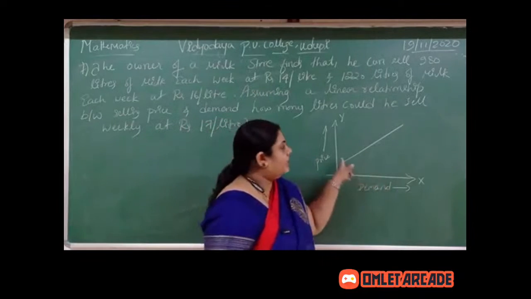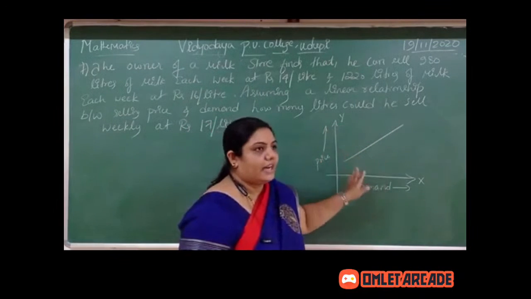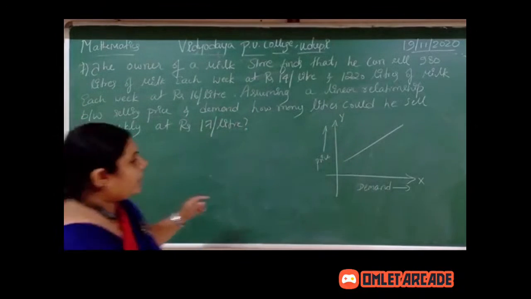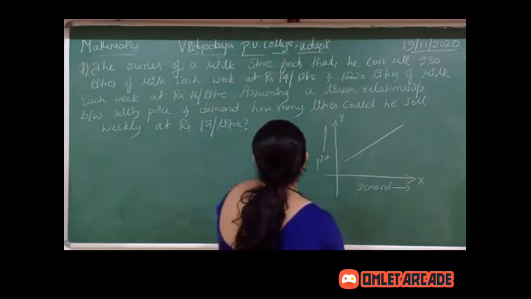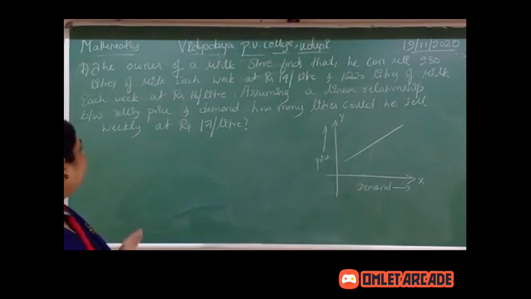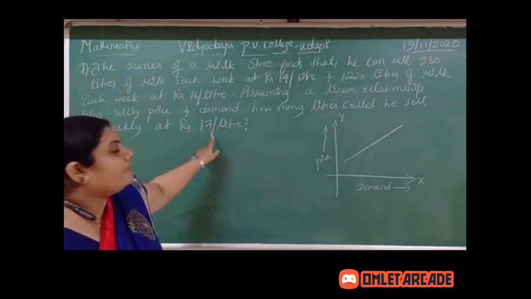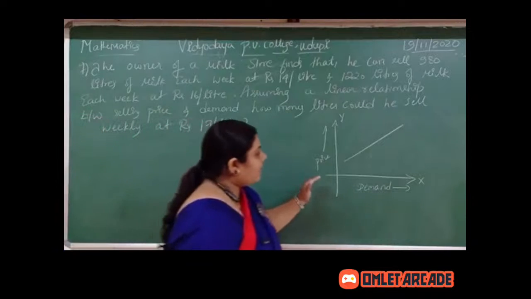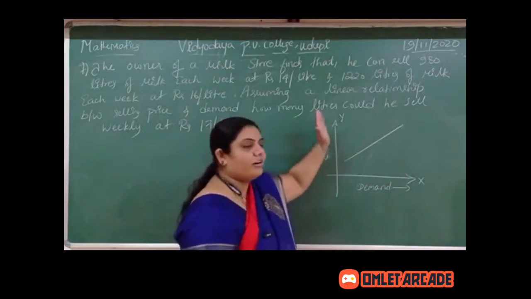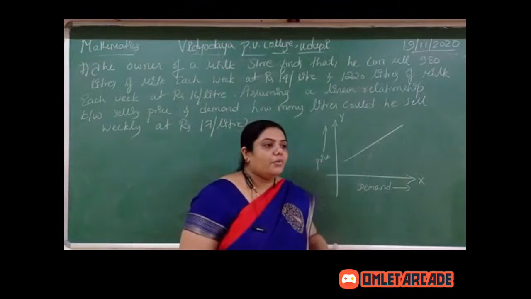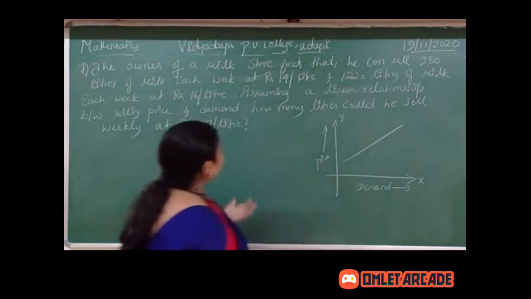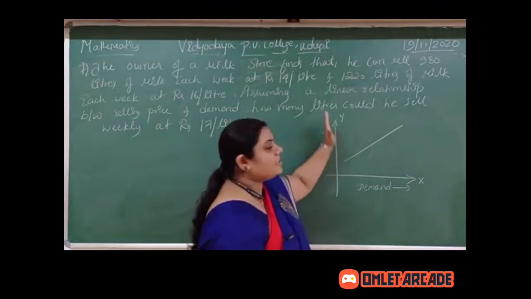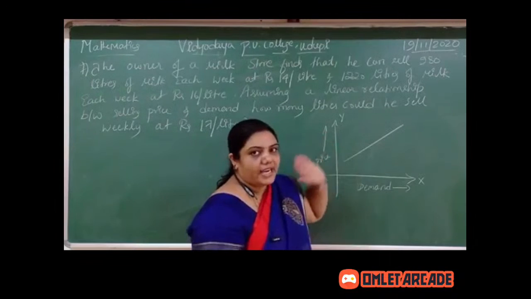See, I have taken a graph and drawn a straight line. This is not given, I have written this, okay. Assuming a linear relationship between selling price and demand, how many liters could he sell weekly at rupees 70 per liter? So here I have taken demand along the x-axis and price along the y-axis. Demand means how many liters he can sell. That is demand, and this is selling price, which I have taken on the y-axis.